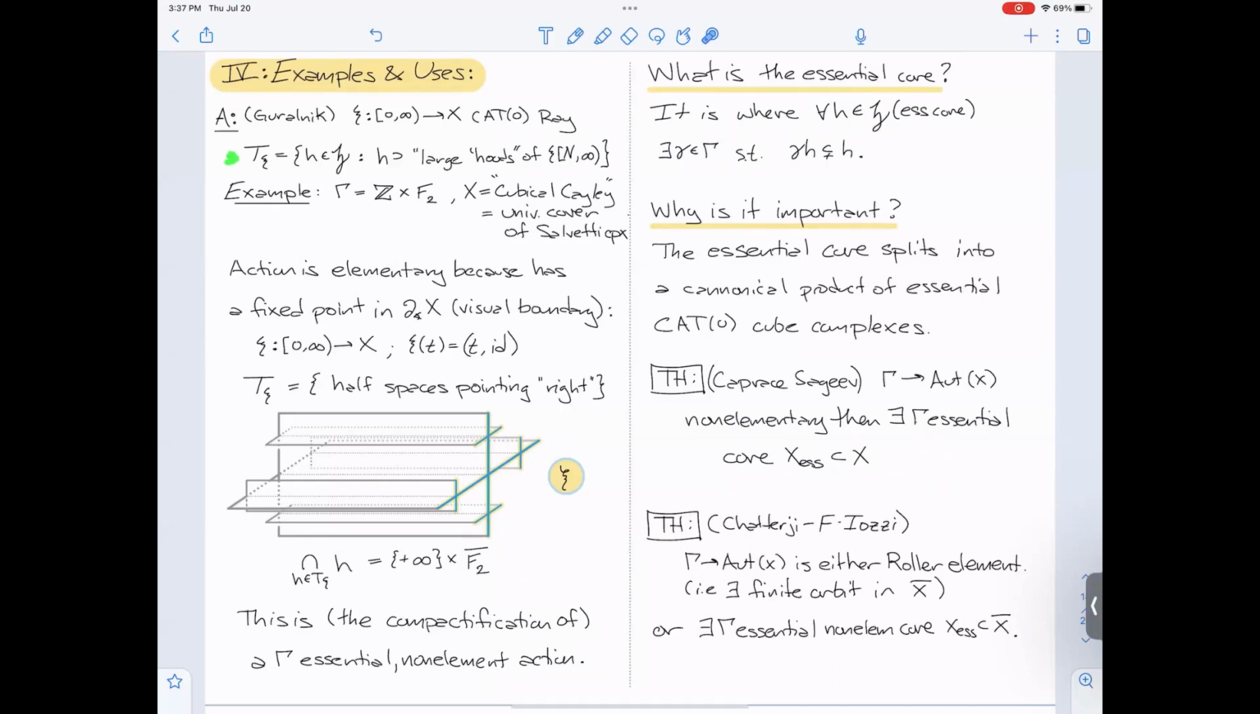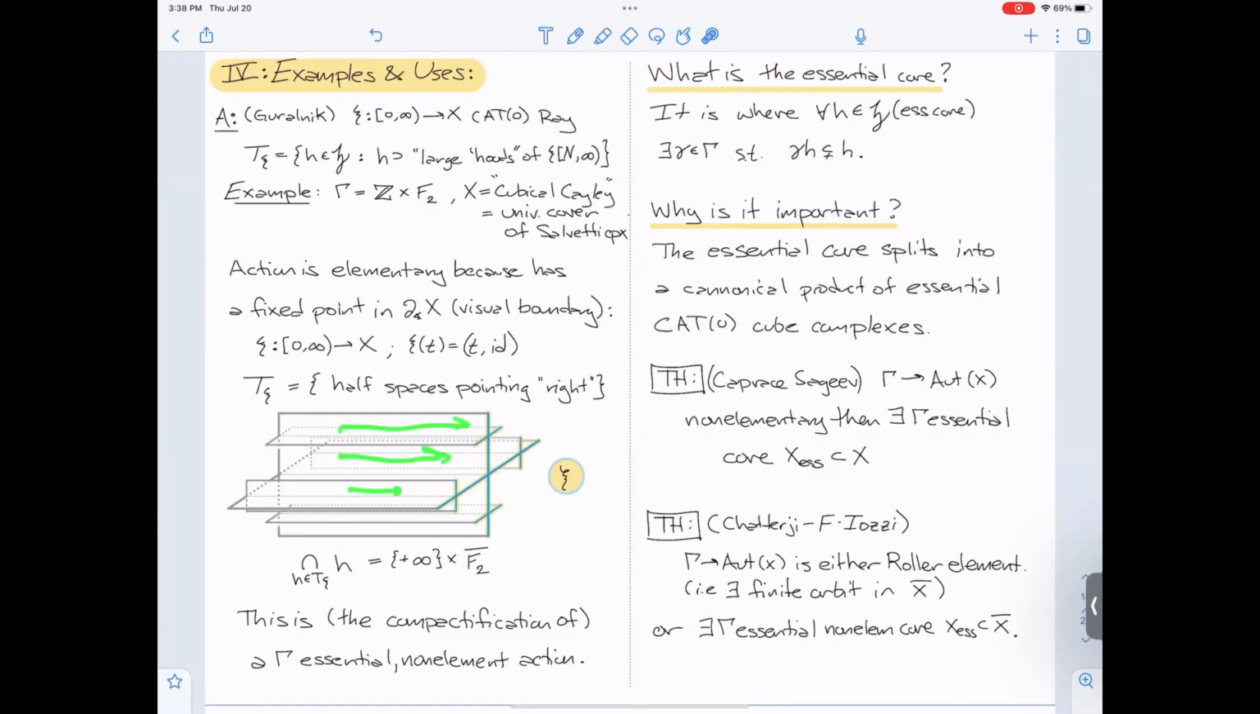And so this is actually a consistent set. So let's have a look at this example. If I'm looking at the space, the group Z cross F2 acting on its cubical Cayley graph, aka the universal cover of the cell-body complex, then here if I look at this CAT(0) geodesic ray, which is (t, the identity), then it looks something like this.